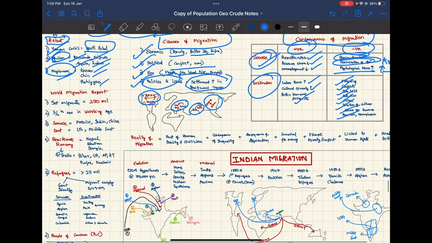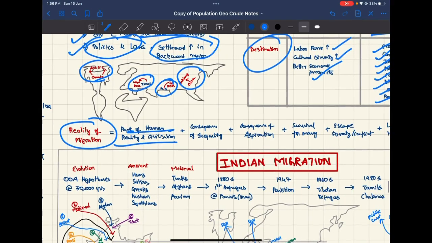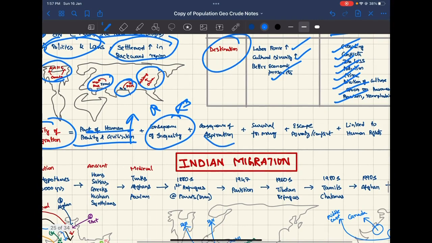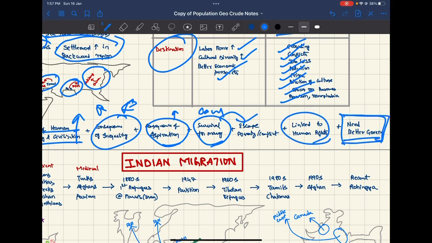etc. Now, the reality of migration. It is a part of human reality and civilization. This is how civilization advances, and it is a consequence of inequality between rich and poor regions of the world. It is a consequence of the aspiration of the middle class mostly, and it is survival for many. For example, a few may be escaping conflicts like this, and it is linked to human rights. So we need better governance with respect to migration.